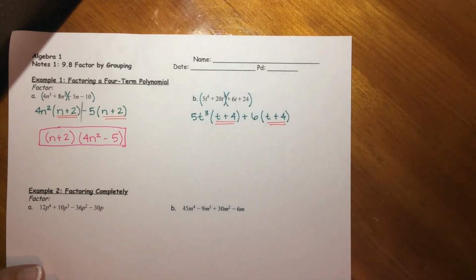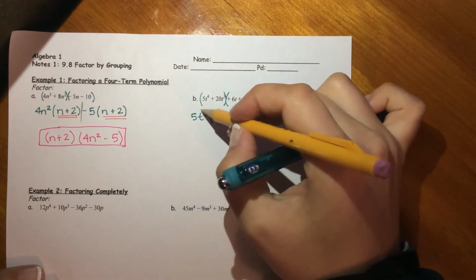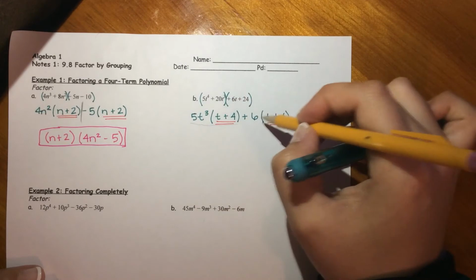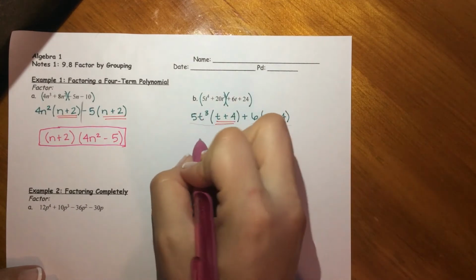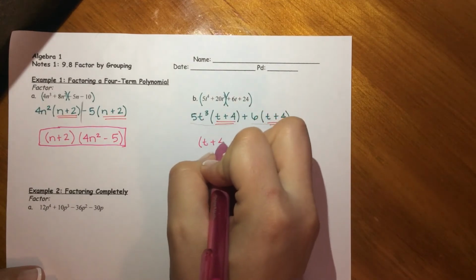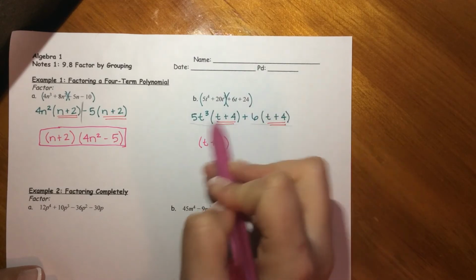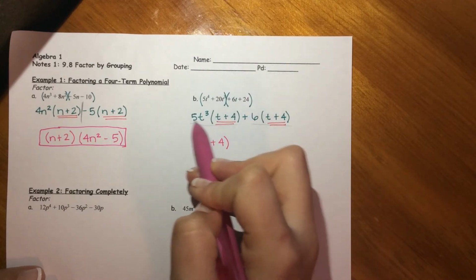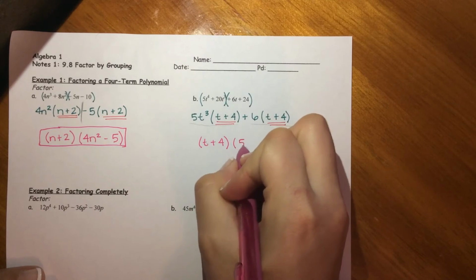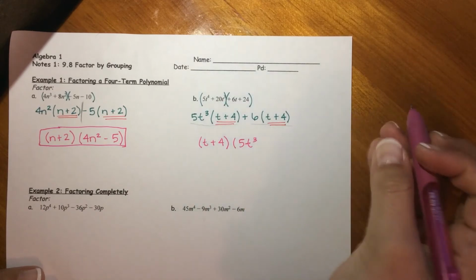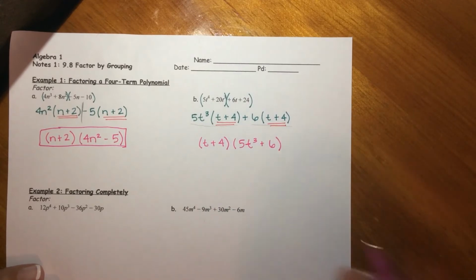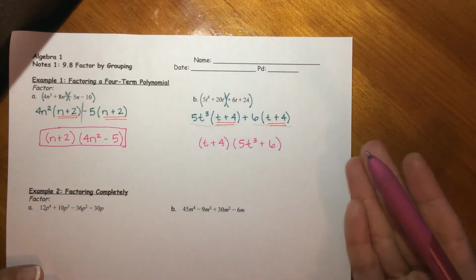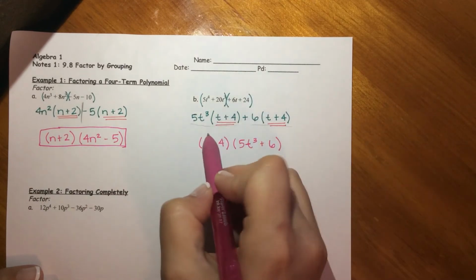Okay? So now, again, this is one term, and this is a second term. What do they both have in common? They have the set of parentheses in common. So we're going to go ahead and factor that out. I'm going to take out this t plus 4 and that t plus 4, and I'm going to be left with my 5t cubed plus 6. Okay? 5t cubed plus 6, I can't do anything with that. So I'm fully factored.